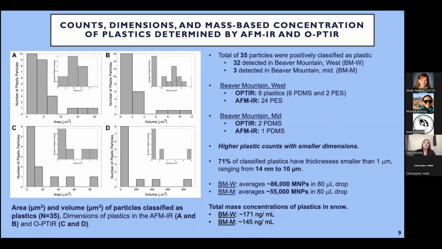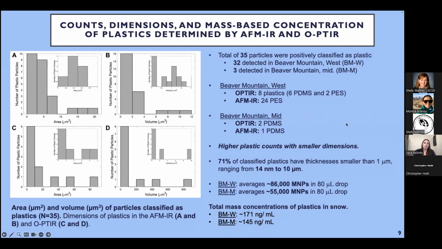In fact, 71% of these classified plastics were found to have thicknesses smaller than 1 micron. And those sizes ranged from 14 nanometers to 10 microns. And we're going to go a little bit into that in the next slide about the 14 nanometer particle.